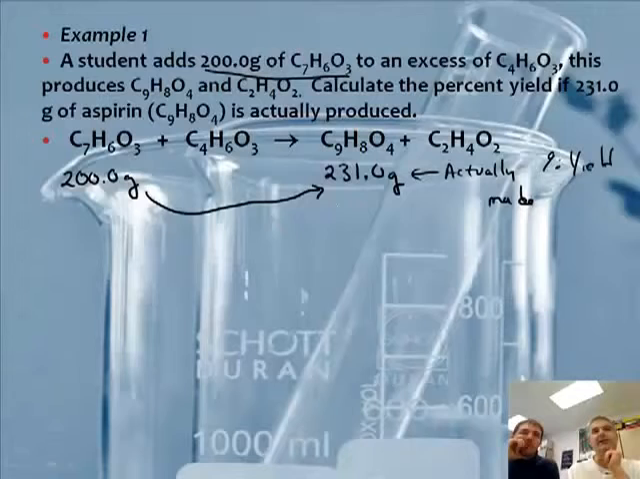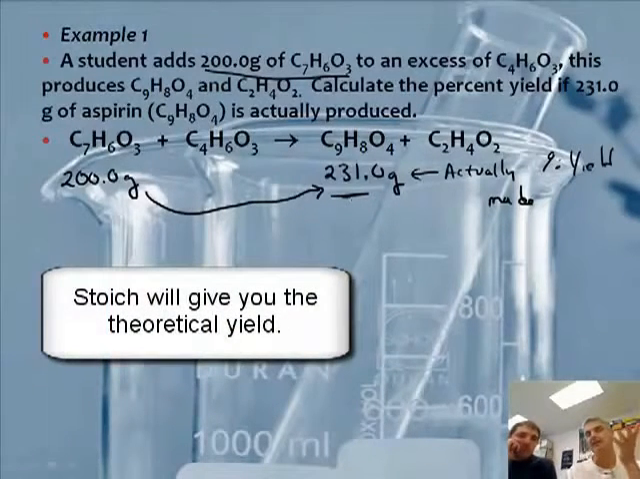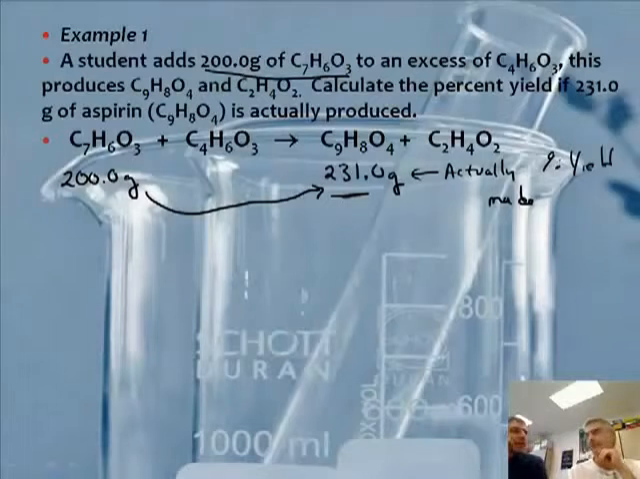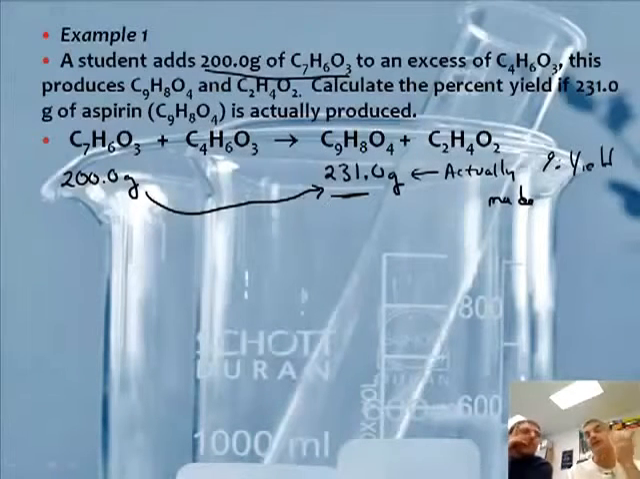So what you do is convert that, and you're going to get a number larger than 231, hopefully, because you can never produce more than 100%. Well, you can, but you'd get something else. It's contaminated with a bunch of other junk. And then you're going to divide. This is actually a simpler problem than the limiting reactant problems that we did in the previous podcast.